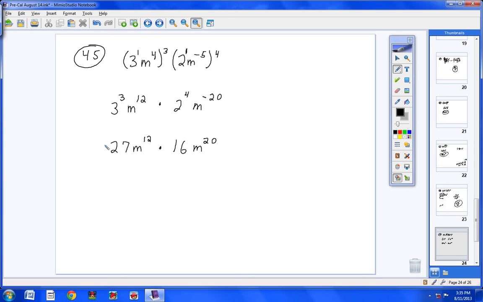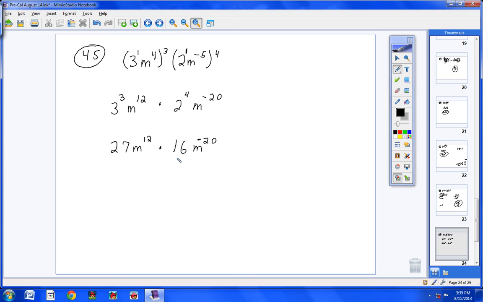Very good. And now we should know what to do, students. We have 27m to the 12th. And actually, I apologize, students. That should be a negative 20 right there. There we go. We have 27m to the 12th times 16m to the negative 20. And let me grab my calculator real quick here.